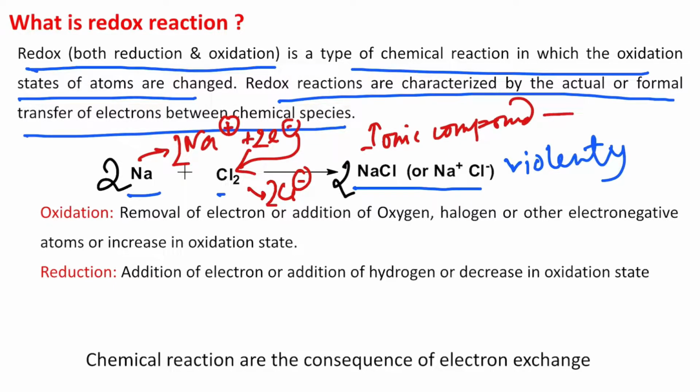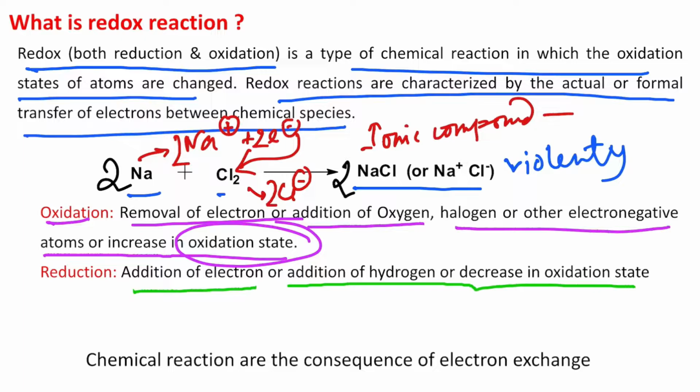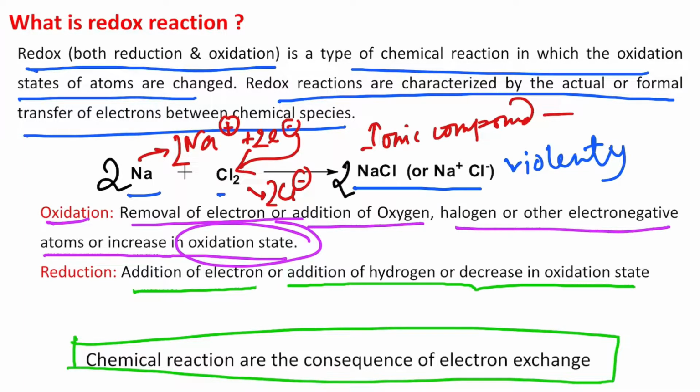In this case, the definition of oxidation is removal of electron, or addition of oxygen or halogen or other electronegative atoms, or increase in oxidation state. We will come to what oxidation state is. In case of reduction, it is addition of electron or addition of hydrogen, or decrease in oxidation state. So in short, you may consider such chemical reactions as the consequence of electron exchange. In overall reactions, there are 2 types possible: one is redox, another is acid base.